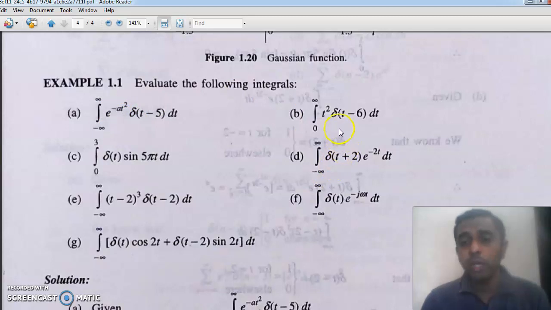Likewise, you can see this integration also, that is at this point the whole integration reduces to one point, that is at t is equal to 6 and the value is 1. So if I substitute 1 multiplied by, instead of t I can substitute 6, so 36 is the value. Likewise, you can solve the whole thing as homework.